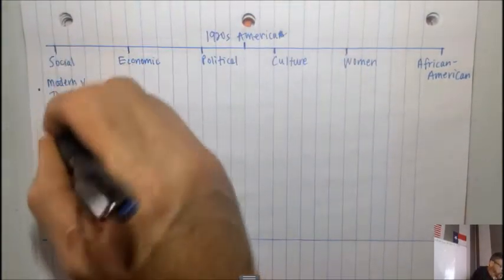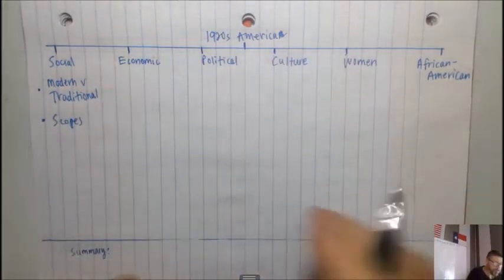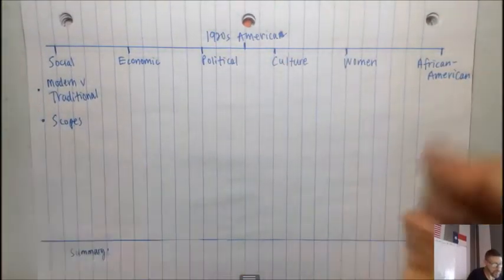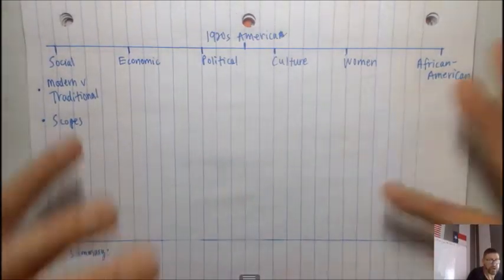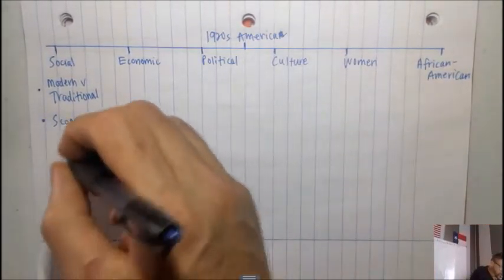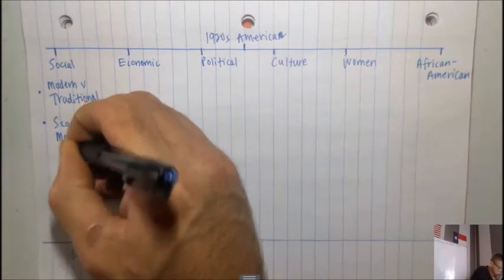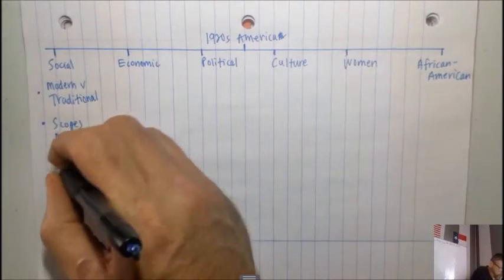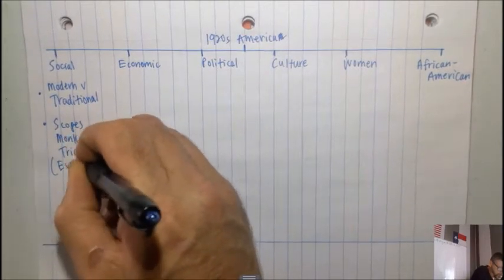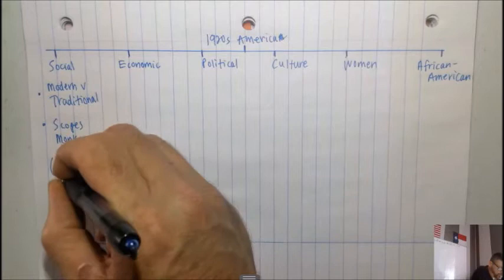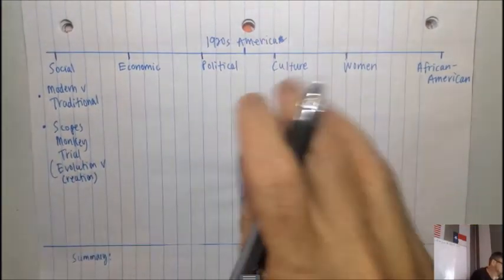You might put the Scopes monkey trial. This lesson would probably be more likely a review after you're taught everything, to categorize what you've learned. So the Scopes monkey trial, which was evolution versus creation. That would be a social issue.